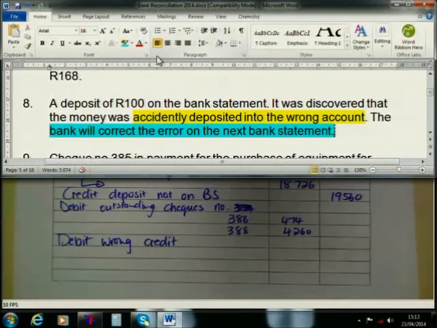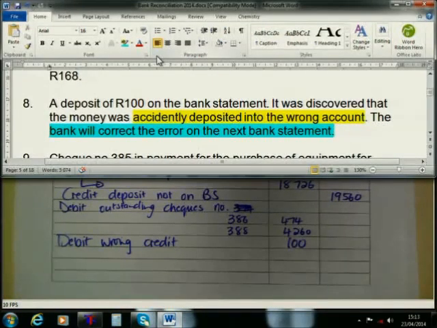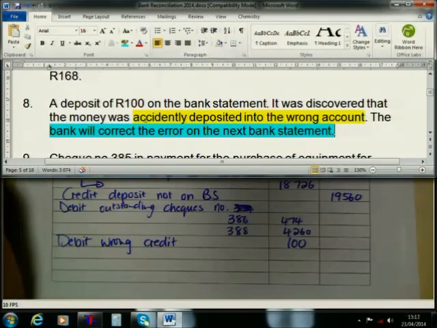This is basically what you do. Because the 100 Rand was on the plus side, you must correct the error. No, we're not the bank, we are the business. We correct the error on behalf of the bank. The bank is going to correct the error on the next bank statement.